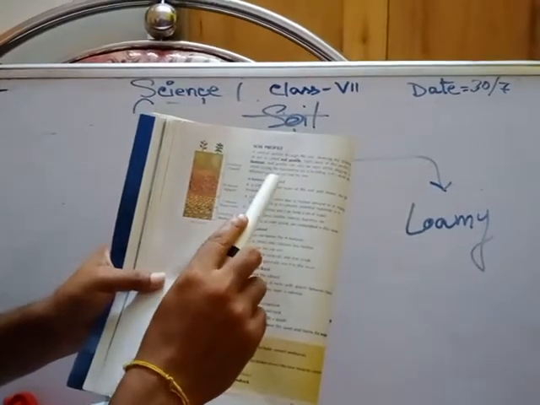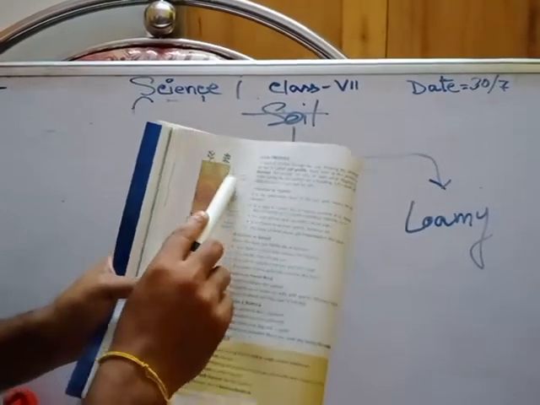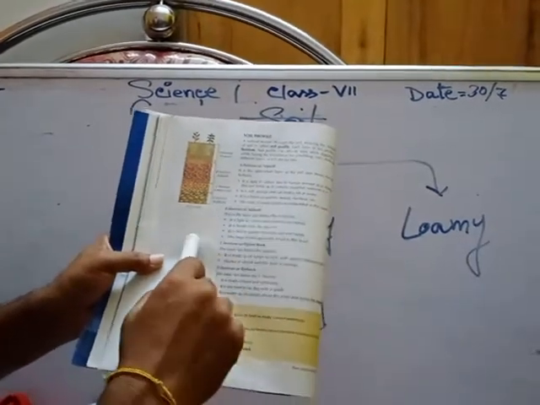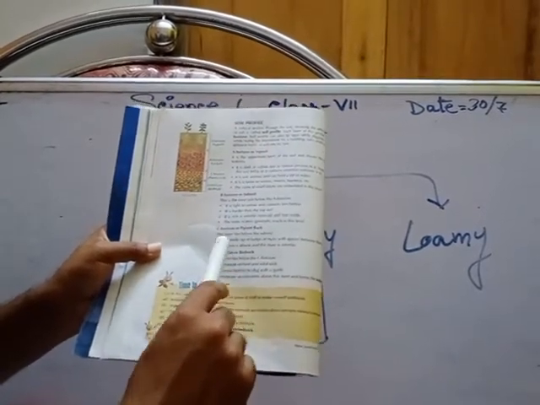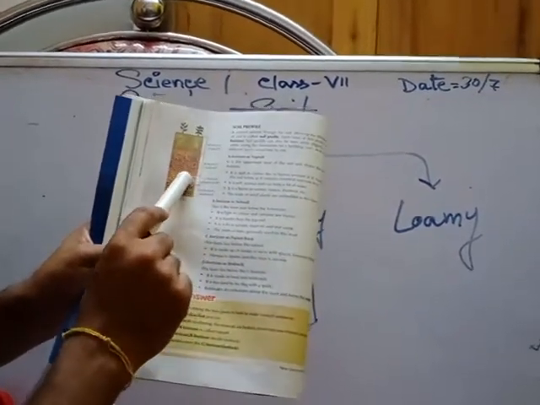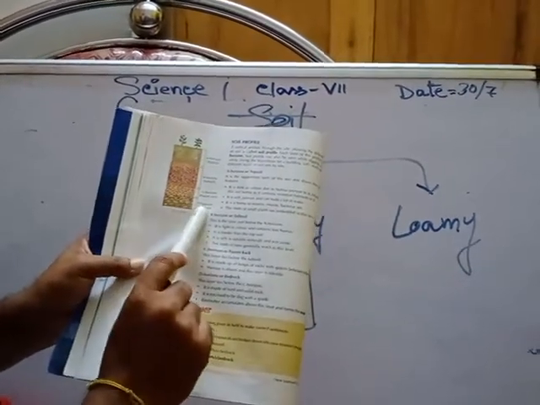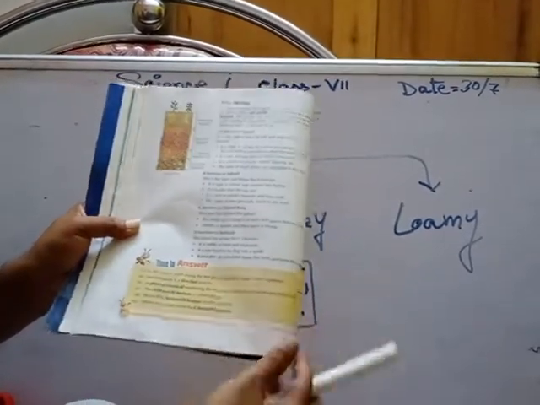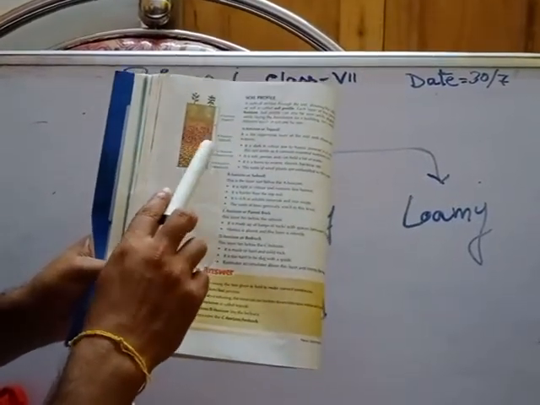The A horizon, that means the topmost area of the soil profile, is called the topsoil. The B horizon is the subsoil, and the C horizon or C zone is called the parent rock. This layer lies just below the subsoil. And the bedrock or D horizon is situated just below the parent rock, the last layer, lying below the C horizon or parent rock.